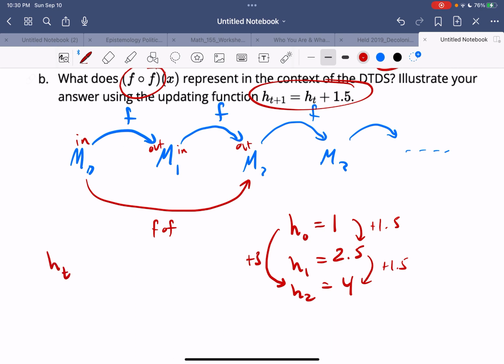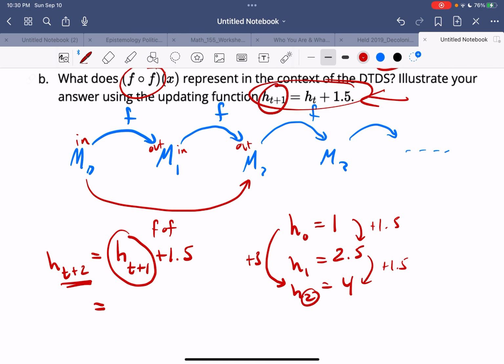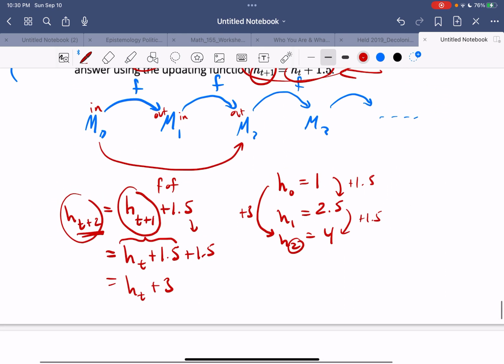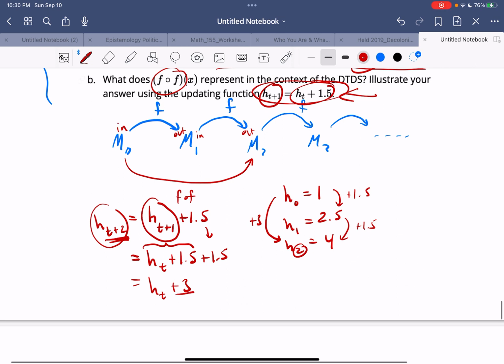Well, first off, the subscript increased by 2, okay? So here's what we're going to do. Let's use what we know. Here's something we know. If the subscript increases by 1, or decreases by 1, however you want to think of it, this measurement is the previous measurement plus 1.5. But h of t plus 1 is this. This is h of t plus 1.5, and I still have to do this plus 1.5. So h of t plus 2 is h of t plus 3, which is kind of confusing to say because this is not a subscript and this is a subscript, but whatever.